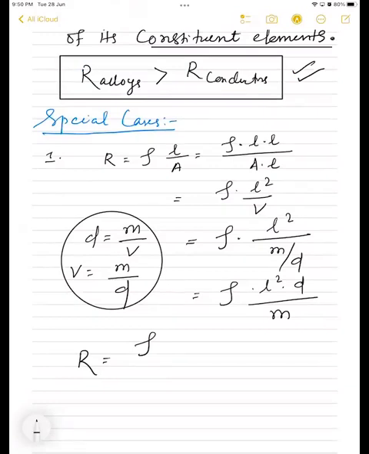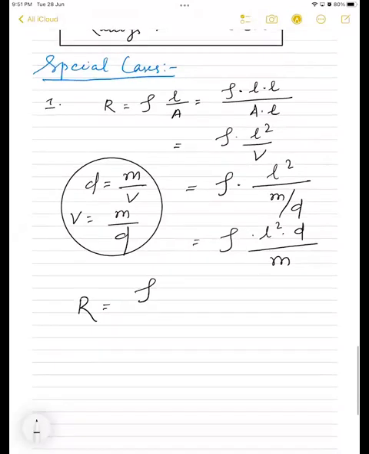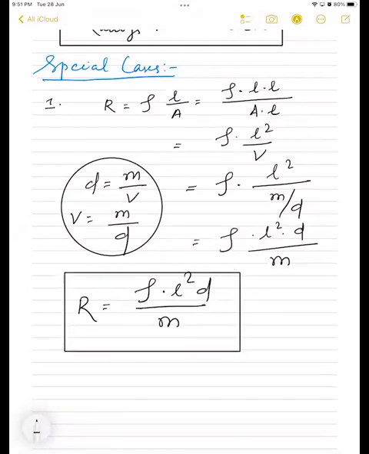So rho L square. Actually, I want to replace L square also. Students, can I replace L square? How to replace L square? Just see. Are you getting all or not? Okay. You got a case: resistivity into L square into density by mass. This is one form of resistance. Are you getting all? Correct.